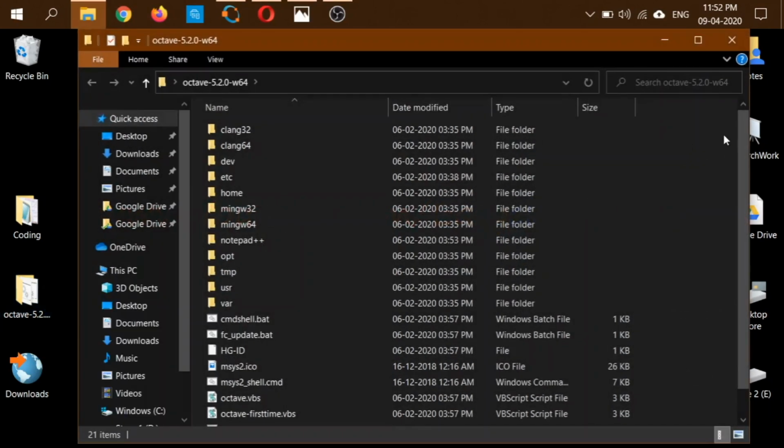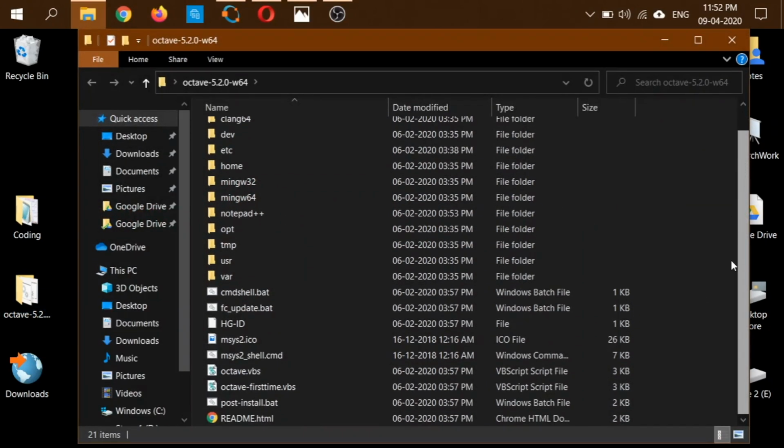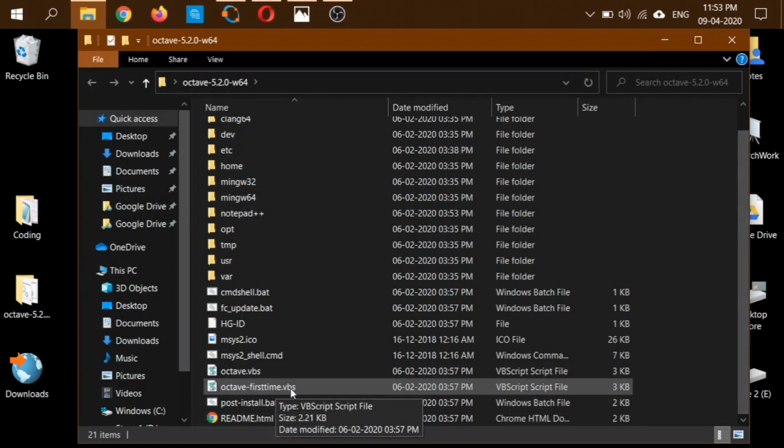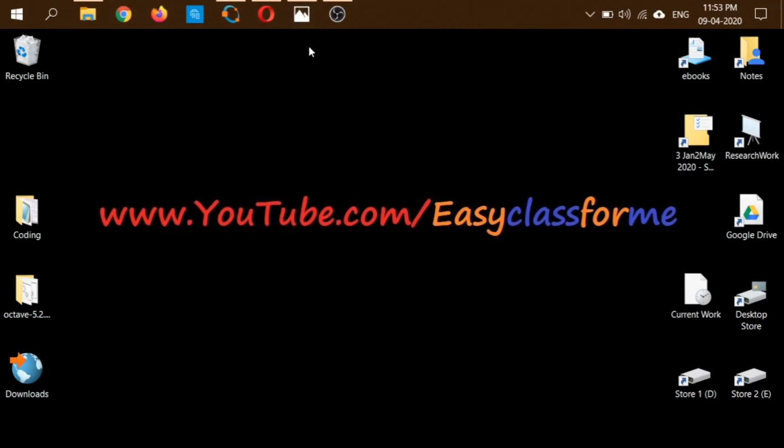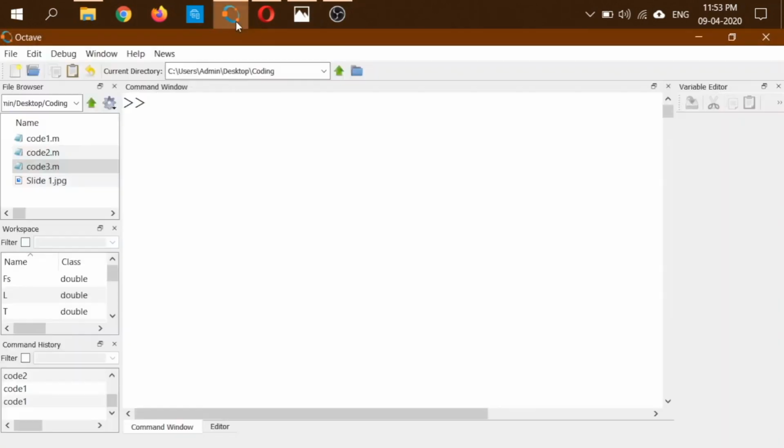Inside that folder there are various files. We do not need to disturb them, and when you run Octave for the first time, you just double click this thing, Octave first time VBS, and let the Octave software open, so it will auto configure itself. And from the next time when you run it, you have to press this thing, octave.vbs, right? So you can preferably make a shortcut of this on your desktop after you run it for the first time, and when you open Octave, it will look something like this, right?